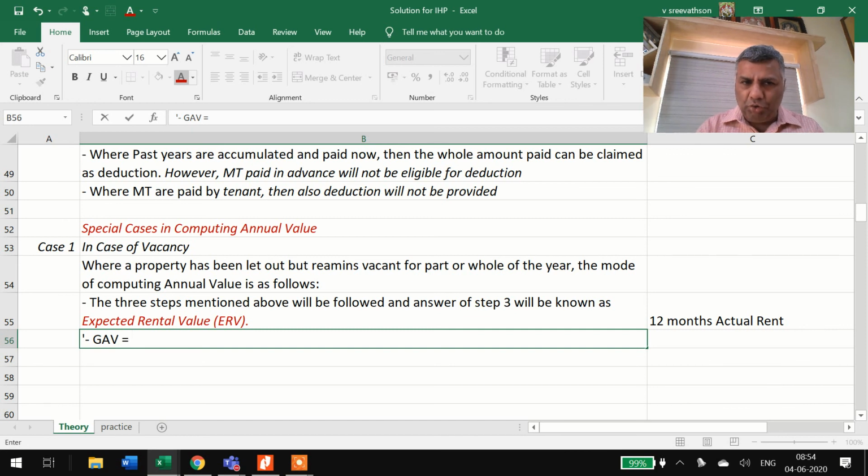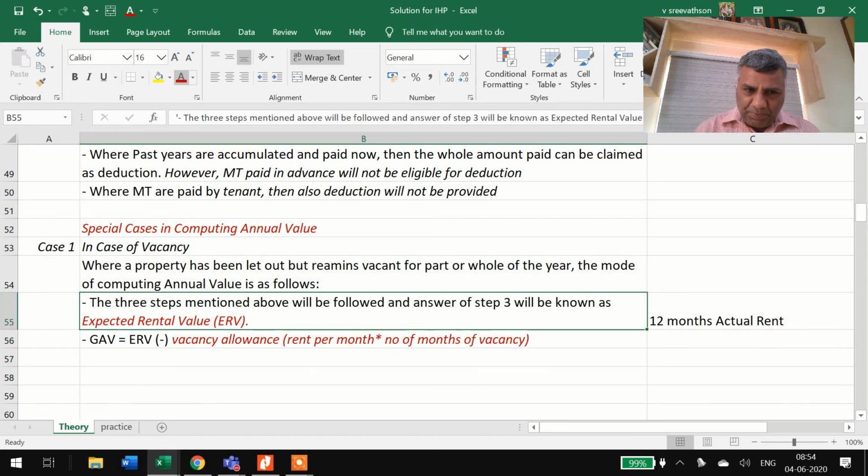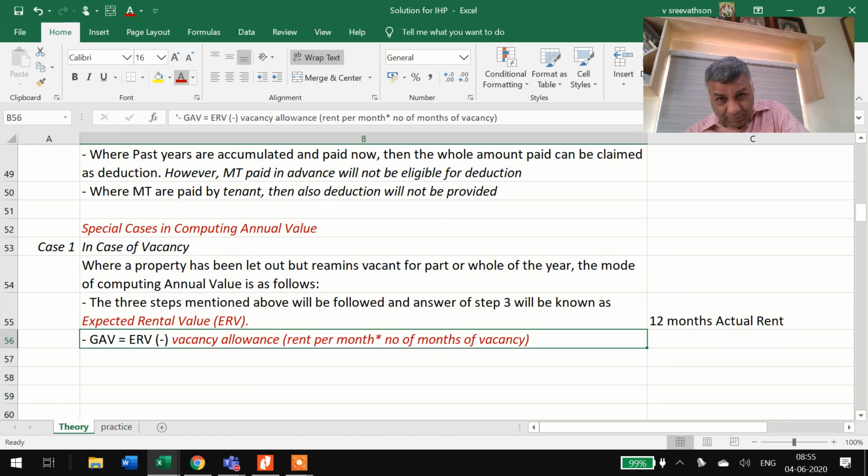GAV is equal to ERV, expected rental value, minus vacancy allowance, which is nothing but rent per month into number of months of vacancy. Gross annual value is equal to expected rental value minus each month rent 9,000, 3 months it has been vacant, 9,000 into 3, 27,000. And we know NAV is equal to GAV minus municipal tax.